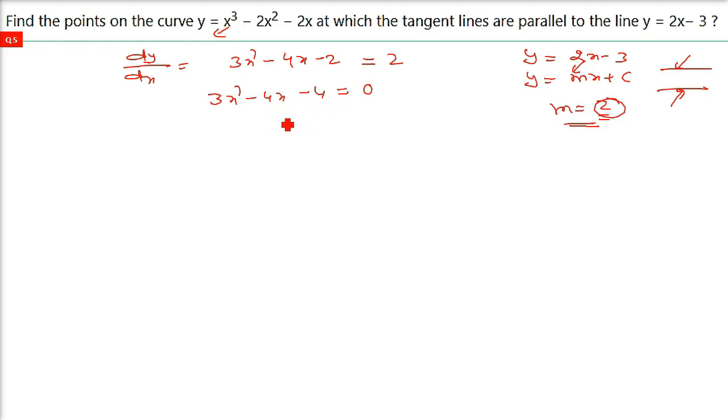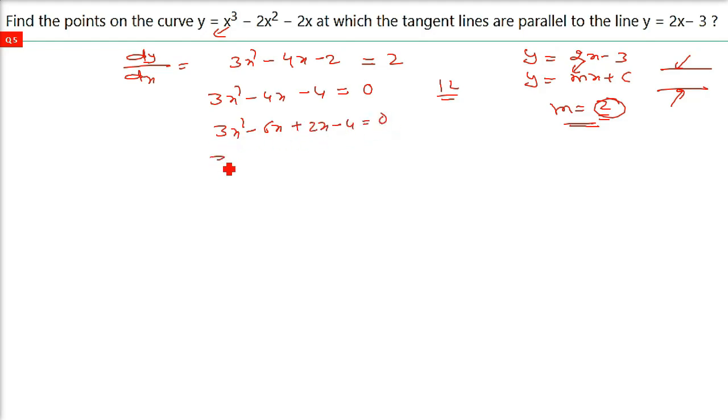And now we can factor it out. 4 3s are 12 and 6 into 2 is also 12. So 6 2s are 12. In order to get negative 4, you can have minus 6 plus 2 or 2 minus 6 like that. So 3x square minus 6x plus 2x minus 4 equals 0.